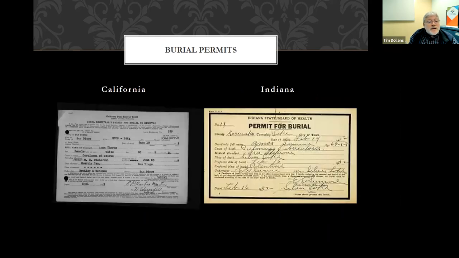Now, burial permits, I'm going to show you some burial permits. One's from California here on the left, and one's from Indiana. You see how different they are. I mean, nothing's the same. But sometimes people are buried in their former home and not the home where they died, and they have to get a permit to have the body transferred. So a lot of local registrars, because of communicable diseases, when people die, they are required to do this.